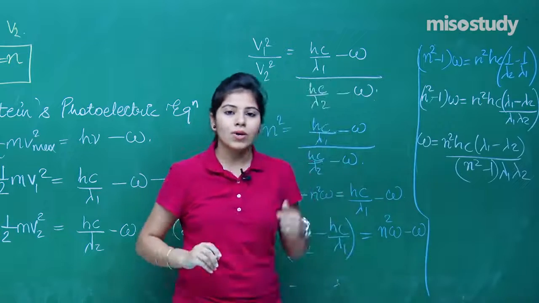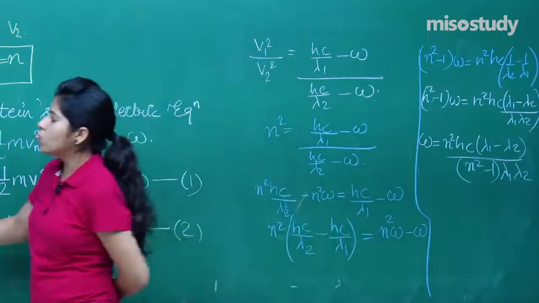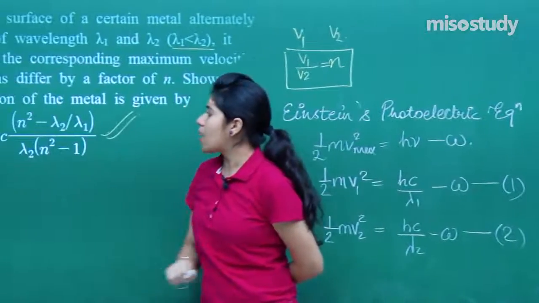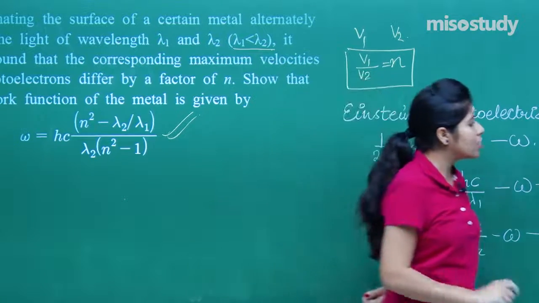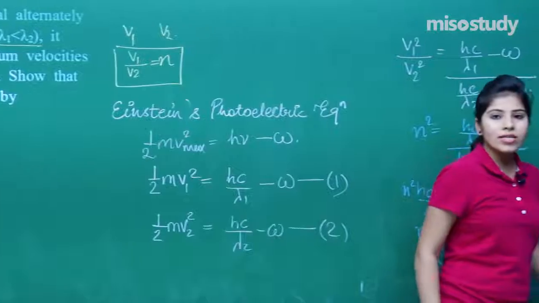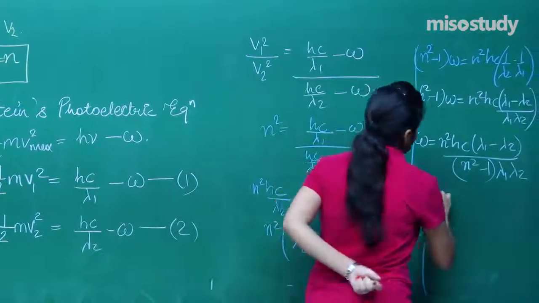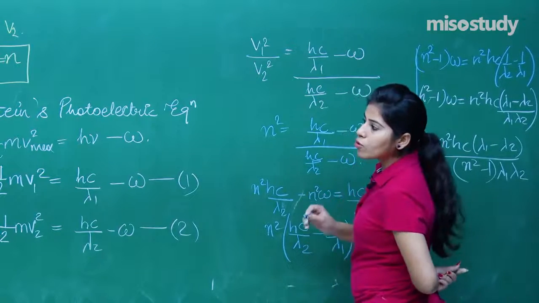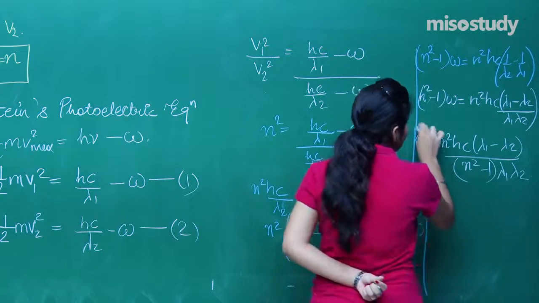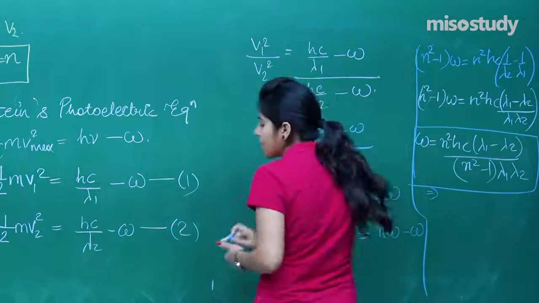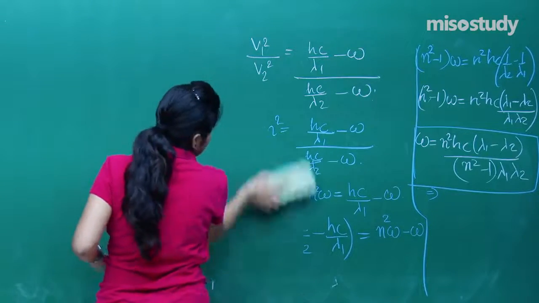Now, let us check whether this is correct or not. So n square hc into lambda 1 minus lambda 2 upon lambda 2 into n square minus 1. You can divide the whole term by lambda 1. We have to bring out the answer in terms of what we have been given. Let me write this complete term on that side so that it becomes easier for me to convert the situation into what we have been given in the question.